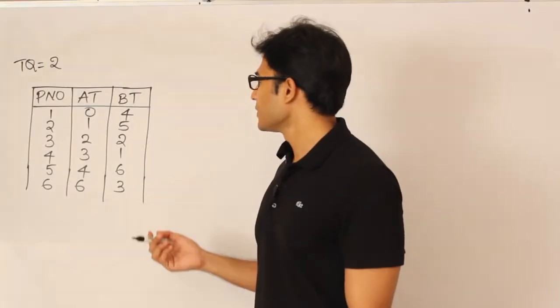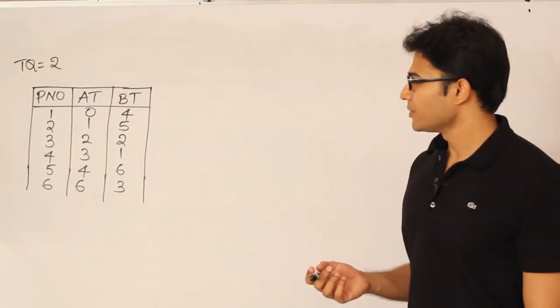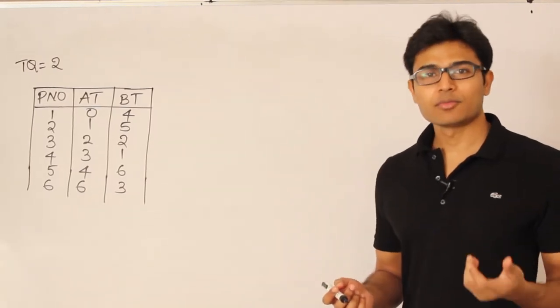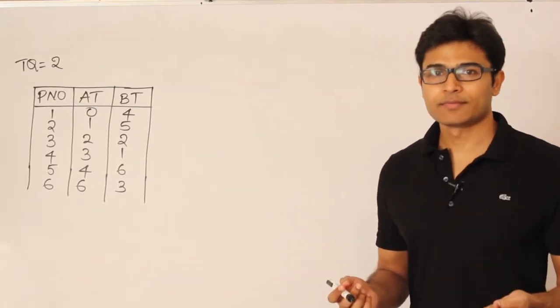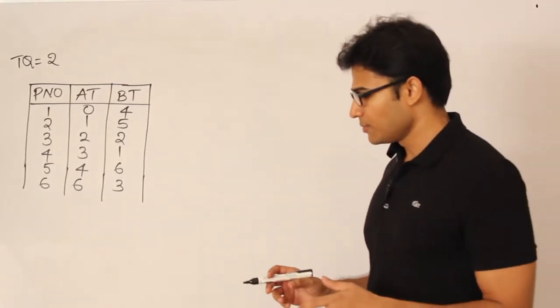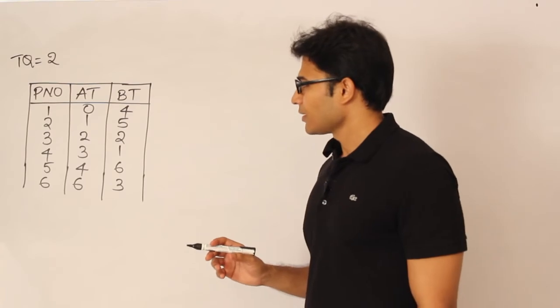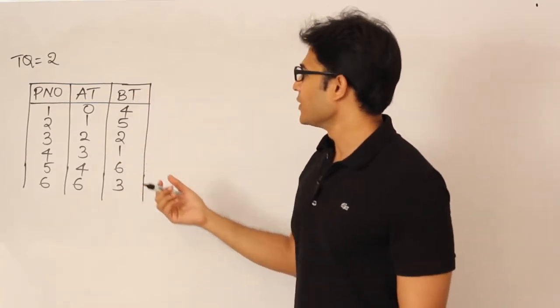Now let's see this example about round robin. Round robin is a bit, I don't say difficult, but you have to be very attentive while solving it. The reason is you have to keep track of various things while you are doing this. So first of all, you have all the processes arriving at various times.